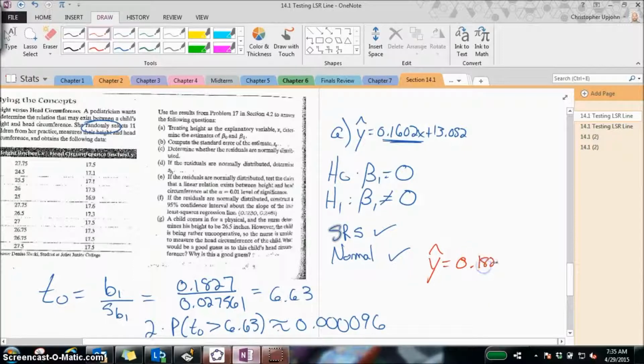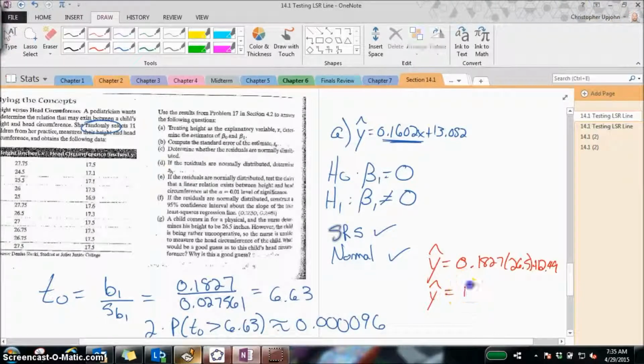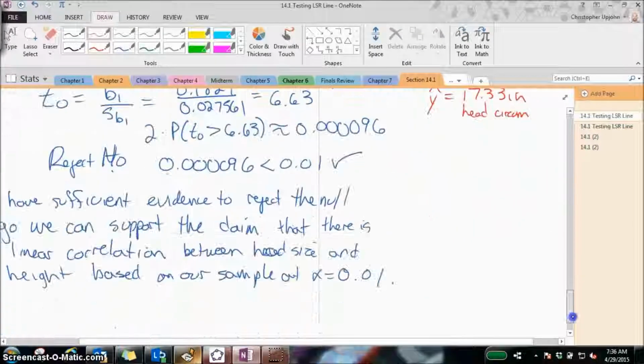So 0.1827 times 26.5 plus 12.49. Again, about 17.33 inches. And what's our y variable? That is our head circumference. It's kind of hard to measure a baby's head. So we have everything that we need here.